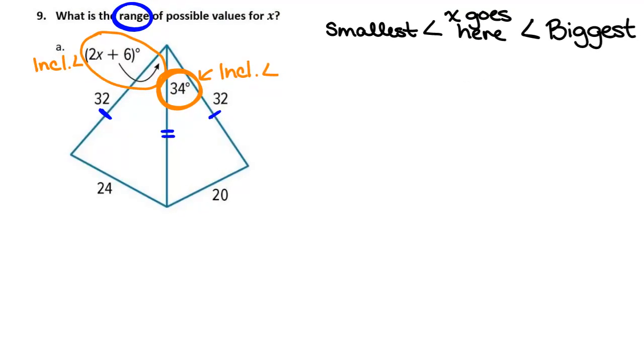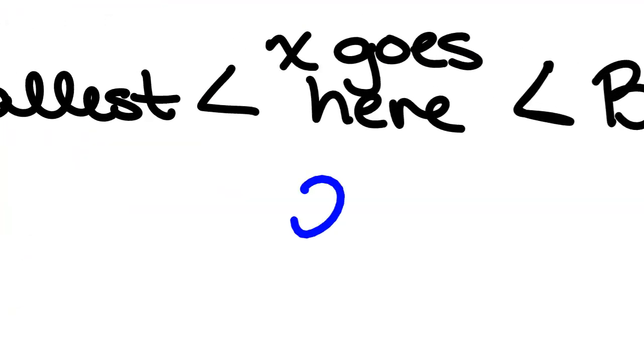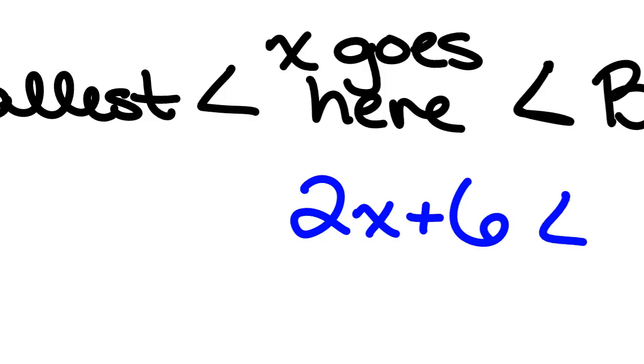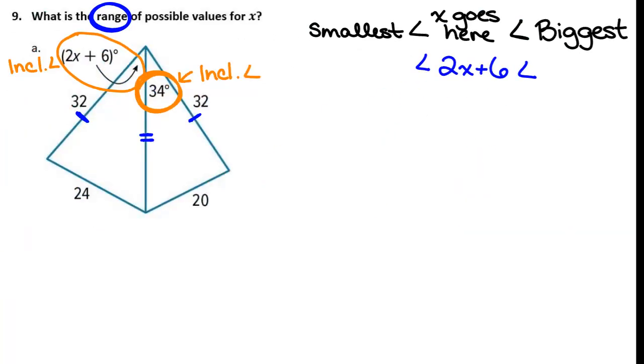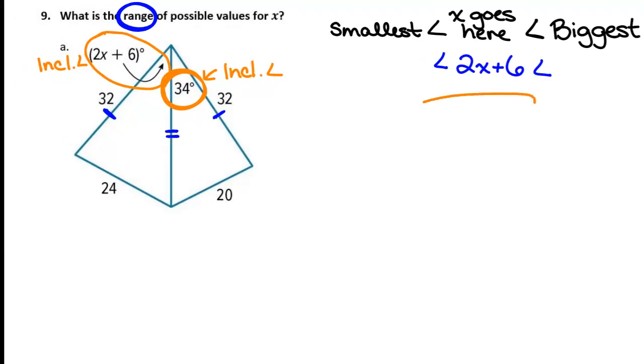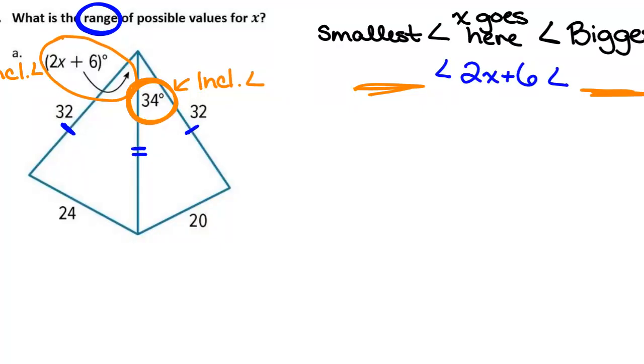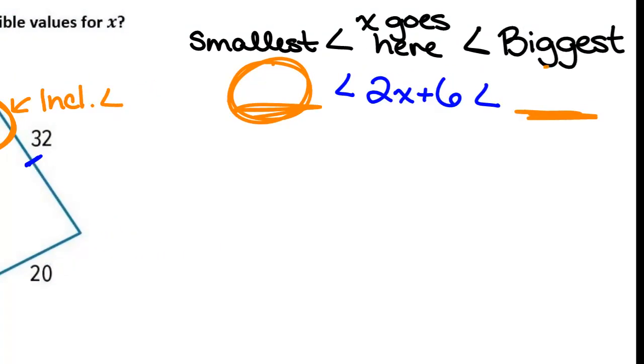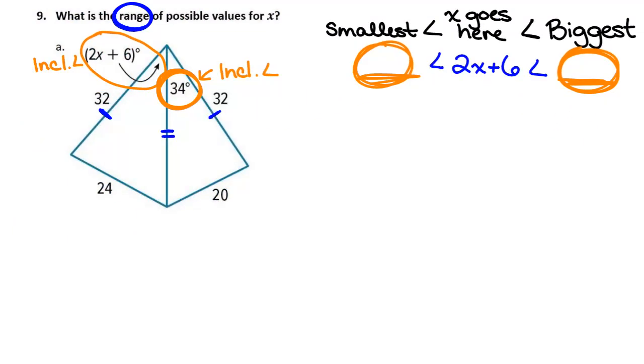All right, so I'm going to grab the thing that has x, 2x plus 6, goes right in the center. Bring down those inequalities. Is 2x plus 6 a side or an angle? 2x plus 6 is an angle. So on either side, I'm going to have angle things because they're either all angles or they're all sides. We never mix sides and angles together. So I need to know whether 34 goes over here or over here. So I need to know if 34 is bigger or smaller.